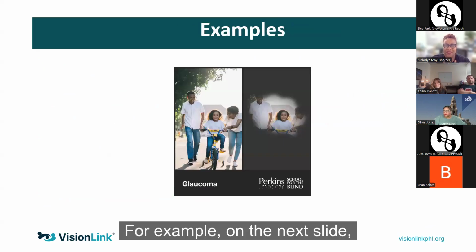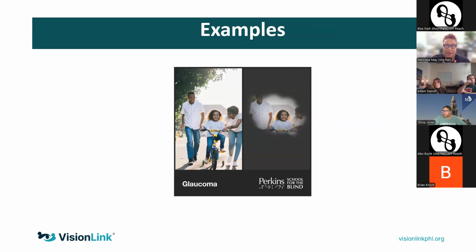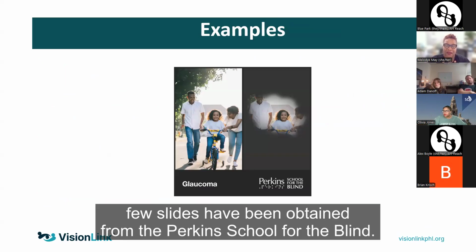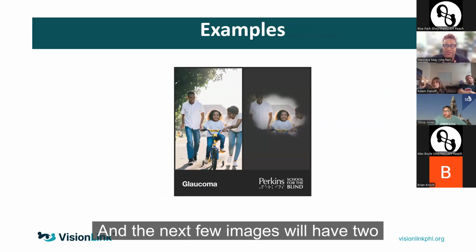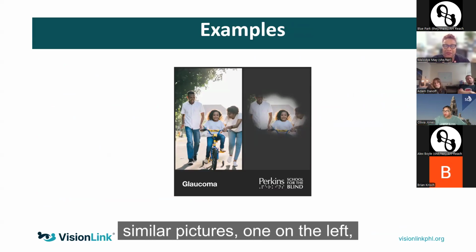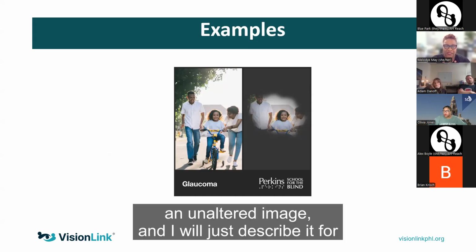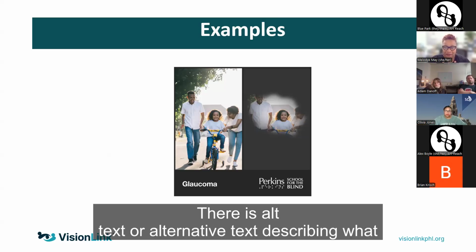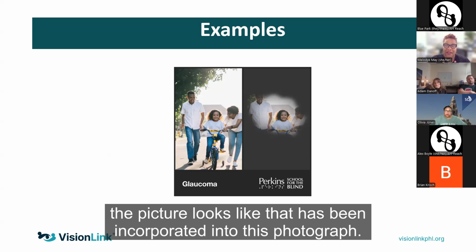For example, the images that you will see in the next few slides have been obtained from the Perkins School for the Blind. The next few images will have two similar pictures, one on the left, an unaltered image, and I will just describe it for individuals who are using screen readers. There is alt text, or alternative text, describing what the picture looks like that has been incorporated into this photograph.